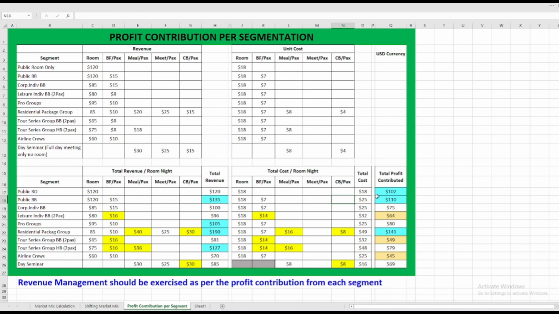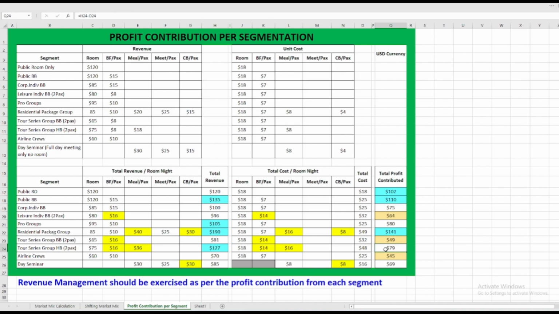In general, we can see that the public room only has a high profit of 102, and public bed and breakfast also has high profit of 110. And the highest one is the residential package. For the residential package, we have high revenue and also reasonable cost, so we finally got 141. This is the highest one, and the rest are all similar.